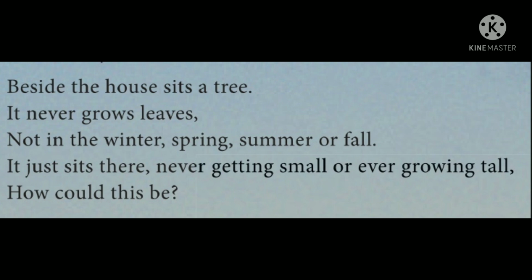So here we'll see what are the poetic devices used by the poet. See the 4th line, it just sits there. The poetic device or figure of speech used by the poet is personification. Personification means giving human characteristics to a non-living thing or to a category other than human beings. So here, it just sits. Here, sits refers to the tree, as though the tree is sitting there. So here personification is used.